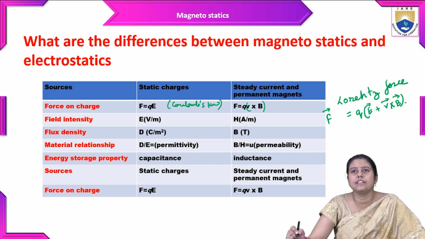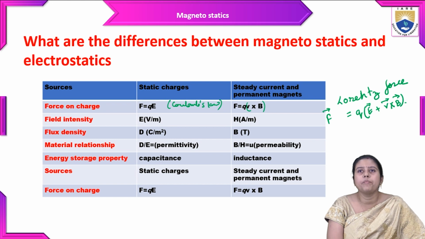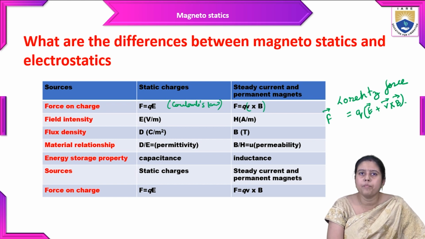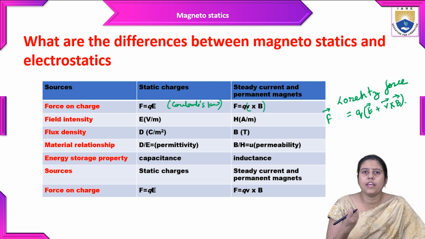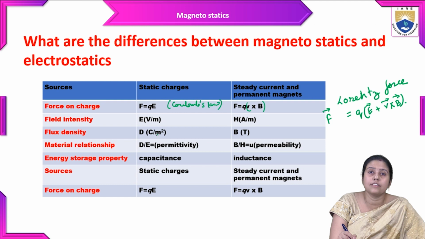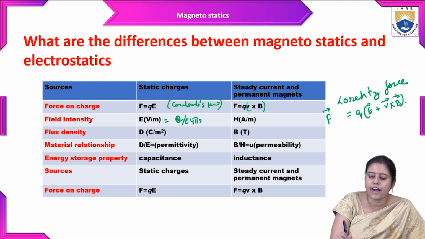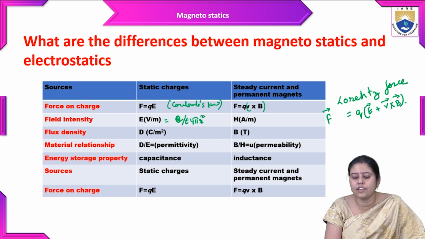Next, the field intensity. The field intensity we write by E. What is field intensity? If we keep one positive charge in a field, it will experience one force. This is known as E, the electrostatic field, and E is equal to Q by 4 pi epsilon r square.